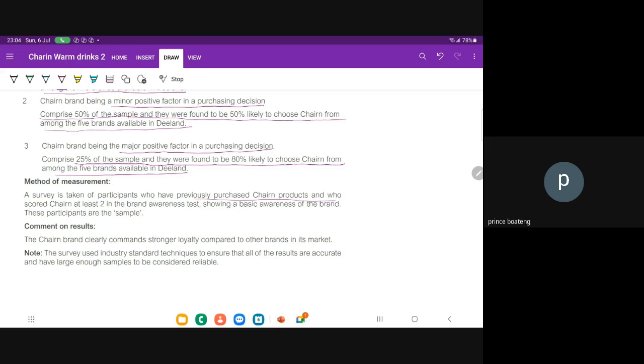Methods of measurement: a survey is taken of participants who have previously purchased the product and who scored Sharon at least 2 in the brand awareness test, showing a basic awareness of the brand. These participants are the sample. So there is a comment: the Sharon brand clearly commands a stronger loyalty compared with the other brands in the market. The survey used industry standard technique to ensure that all results are accurate and have large enough samples to consider reliable. So that's the end of this report.